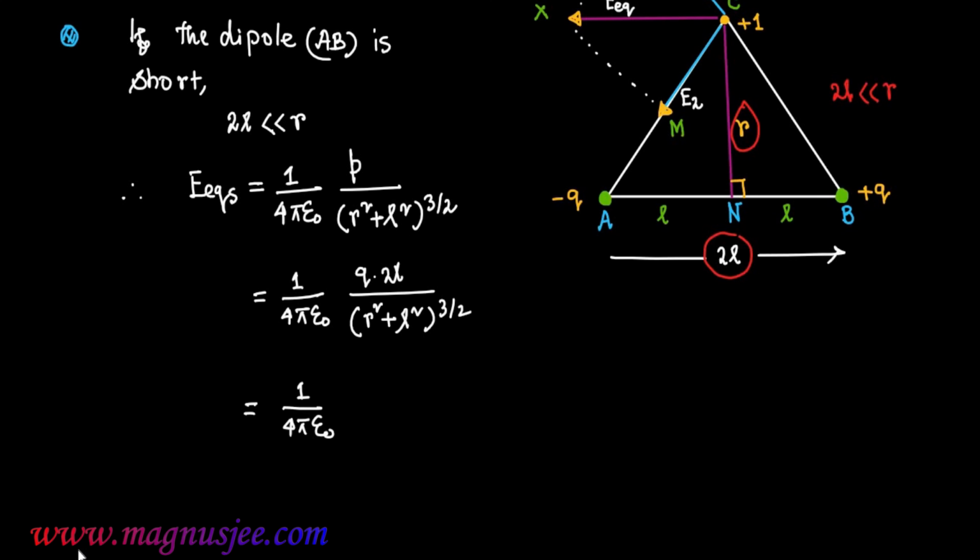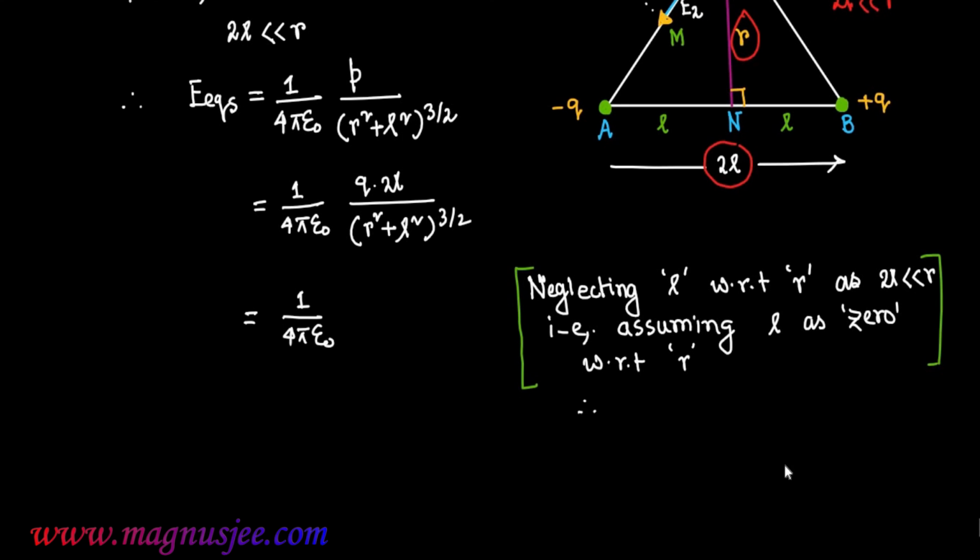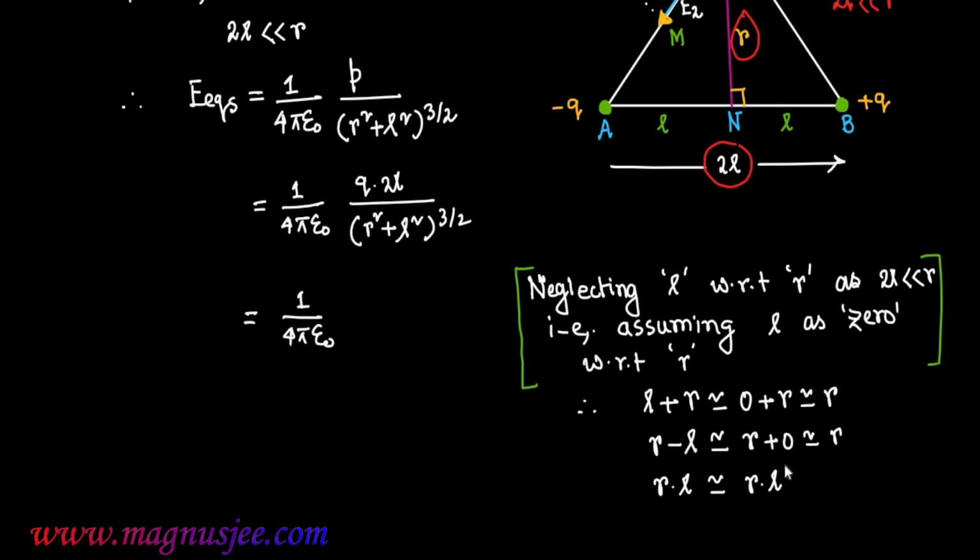Now, neglecting l with respect to r, as 2l is much less than r, that is assuming l as 0 with respect to r, then r plus l will be approximately equal to r, and r minus l will be equal to r, and r dot l, that is very important, r dot l will be equal to r dot l.